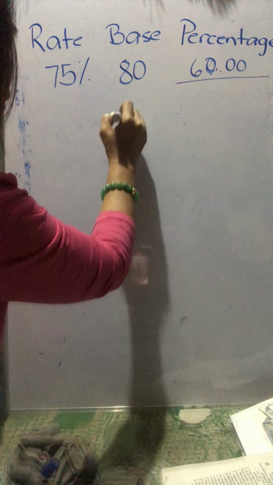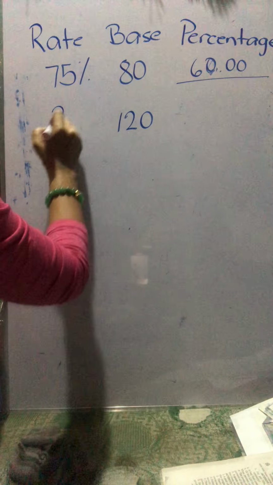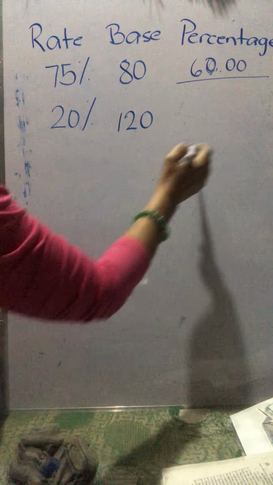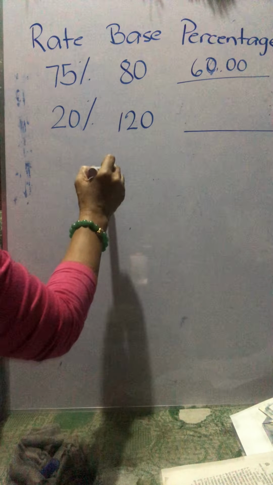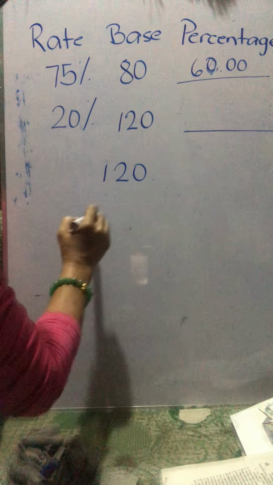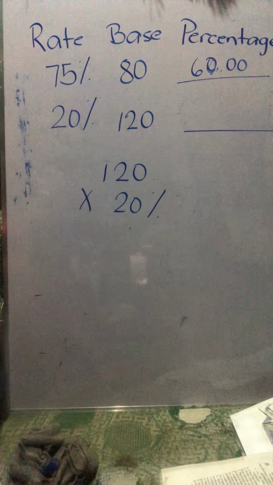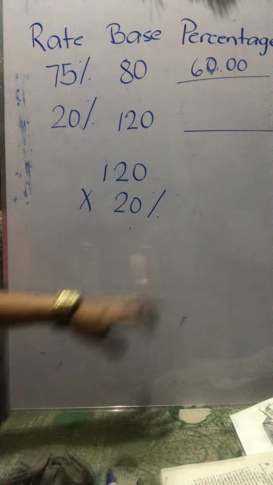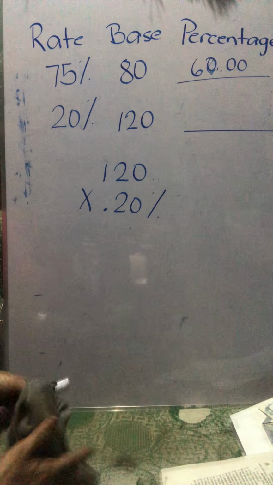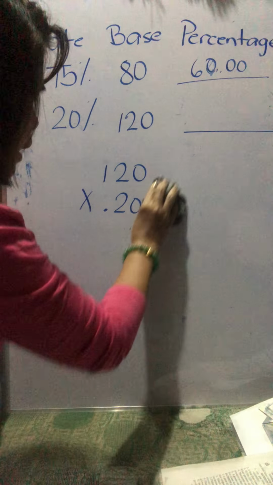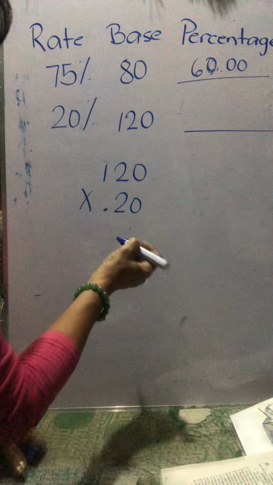Okay, so you have here 120. The base is 120. Now, the rate is 20%. Okay. So, how much is the percentage? So, ang gagawin nyo ulit, 120 times 20%. Okay, so how much is 20% if you're going to convert that? That is 0.20. Okay, so you just have to take out the percent sign and then proceed.